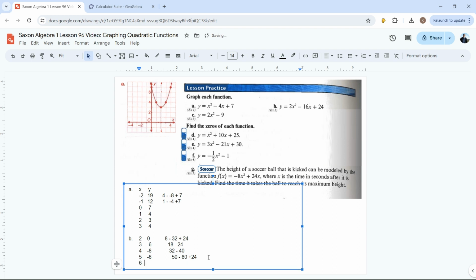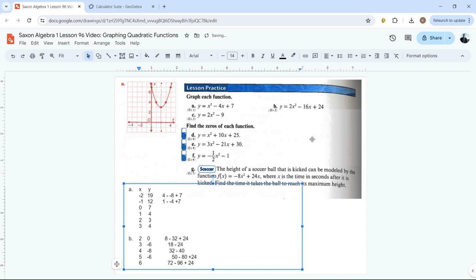We'll plug in 6. I'll bet that 6 is going to give me 0 as a result. Let's find out. So 6 squared is 36. 2 times 36 is 72. So I'm going to write 72. That's what I get when I plug in my first x, minus 16 times 6 is a big number. 16 times 6 is going to be 96. So 72 minus 96 plus 24.